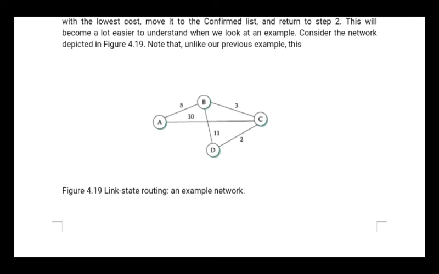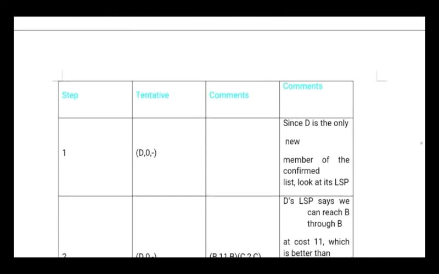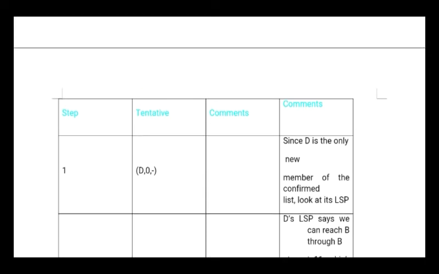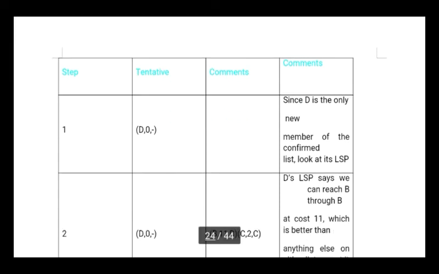D is directly connected to C, so D can send the particular packet to C. What is the distance? It is 2. Now this LSP is going to be forwarded, and similarly B, A and C are also going to forward it. Immediately, they put that information in a particular table. Here they maintain a tentative list and another one, a permanent list. Initially, since D is the only new member of the confirmed list, look at its particular LSP.